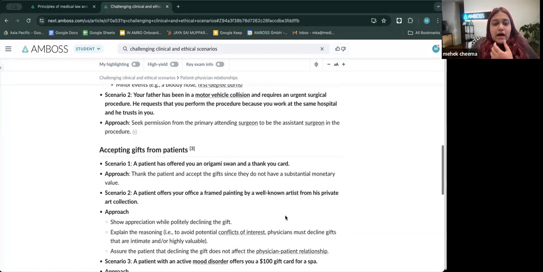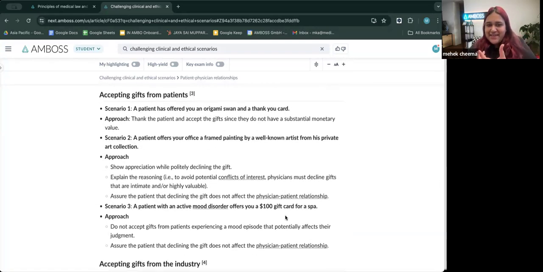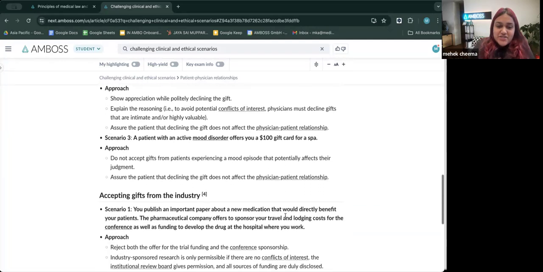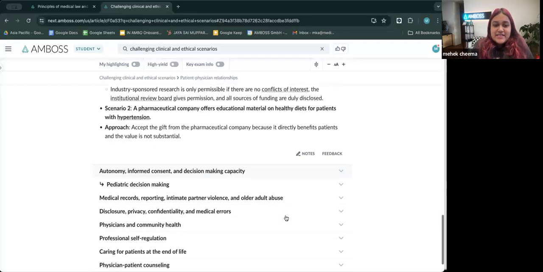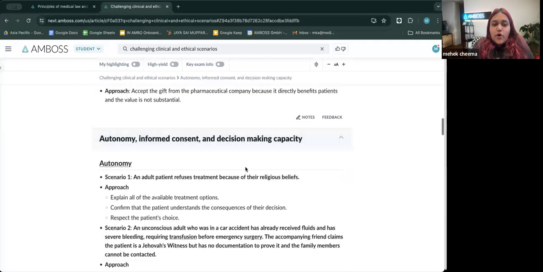So, something like accepting gifts. This is very common. In general, this does fall under medical ethics. I request you all to be very, very careful when accepting gifts from patients, from the industry. This is very common. Let's look into autonomy.